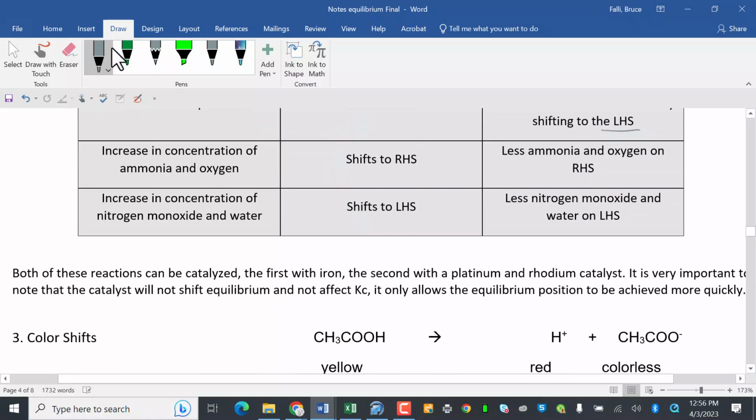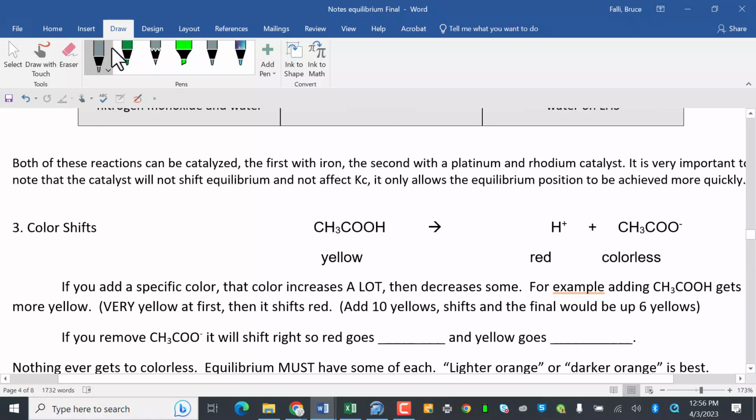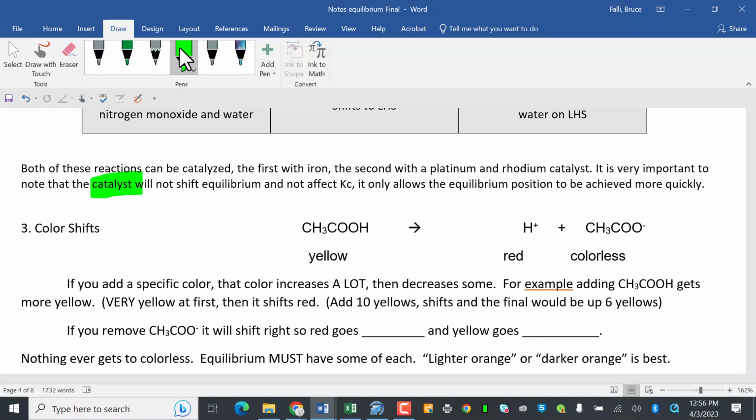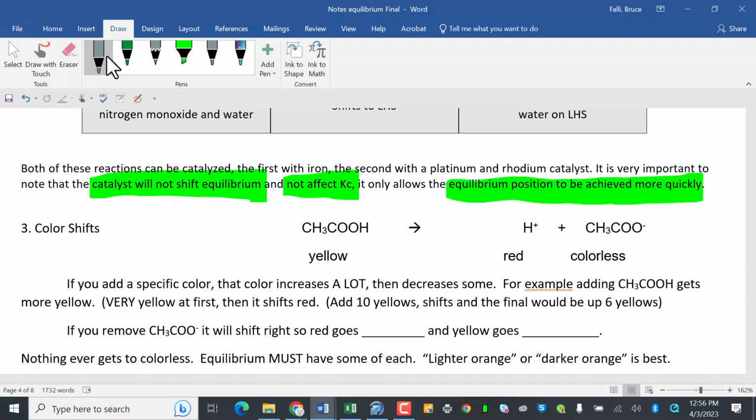All right. Both these reactions can be catalyzed. The first with iron, the second with a platinum and rhodium catalyst. It is very important to note that a catalyst will not cause a shift in equilibrium and will not affect K. It just gets to equilibrium faster, so it speeds up both.